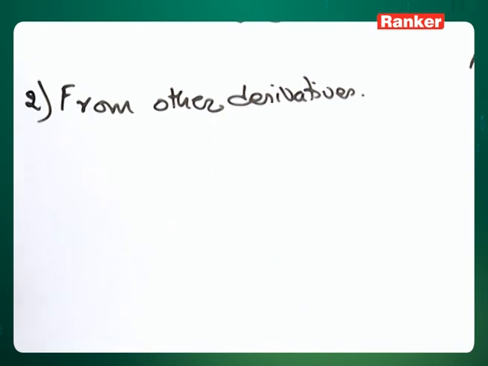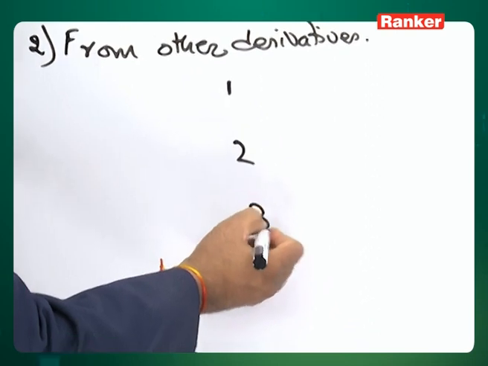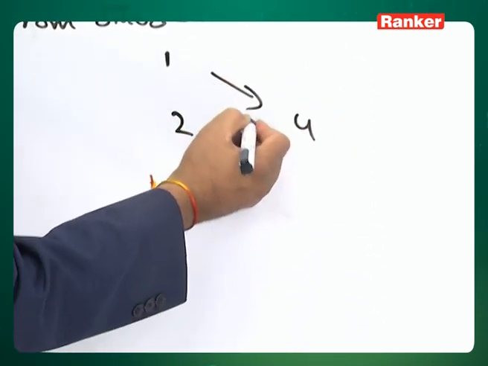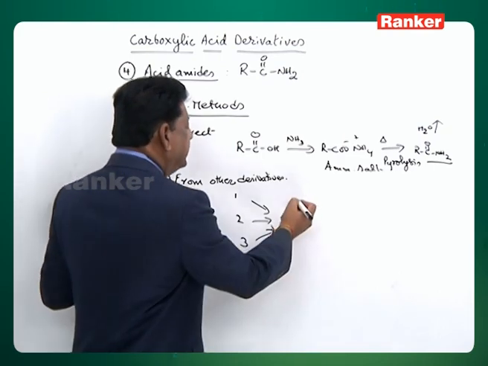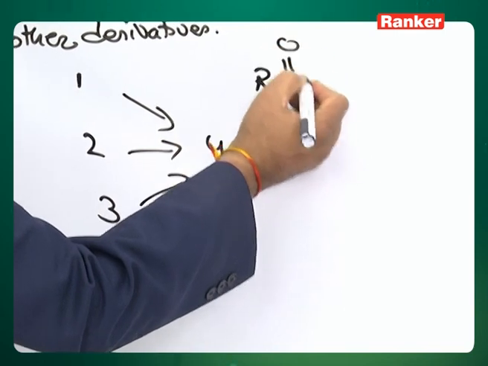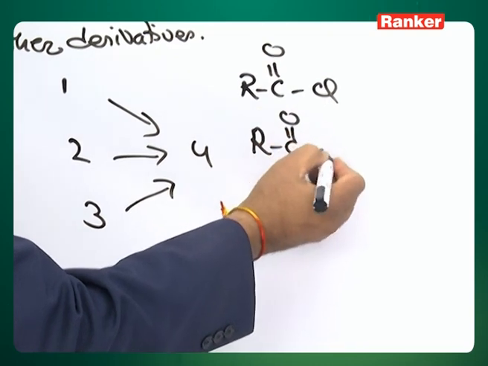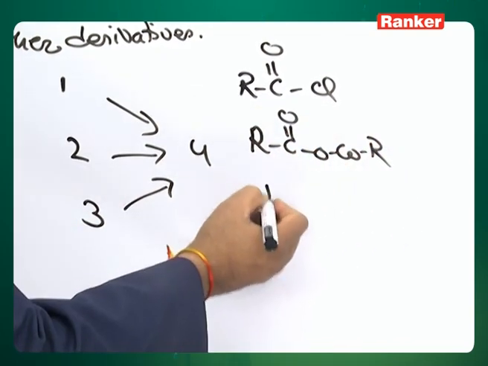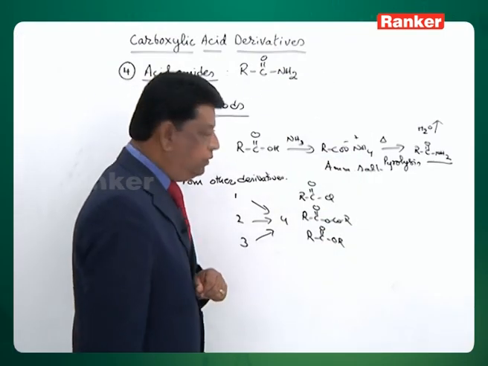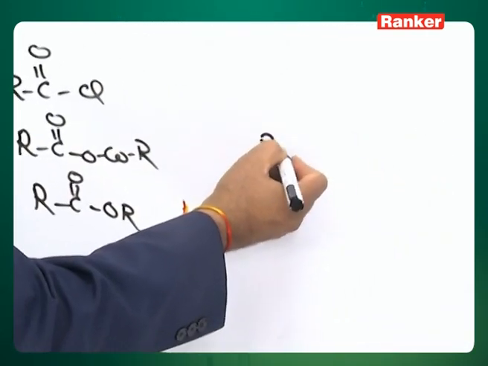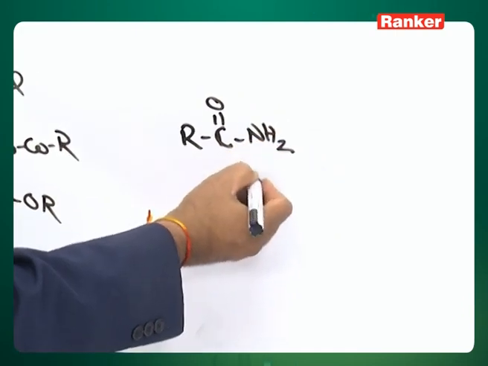The concept we have already discussed very much. The other derivatives like 1, 2, 3 can all be readily converted into 4. 1 is an acid halide, let us take chloride, 2 is acid anhydrides, OCOR, 3 is acid esters. All these compounds readily convert into their corresponding amides. The amides happen to be the derivative number 4.